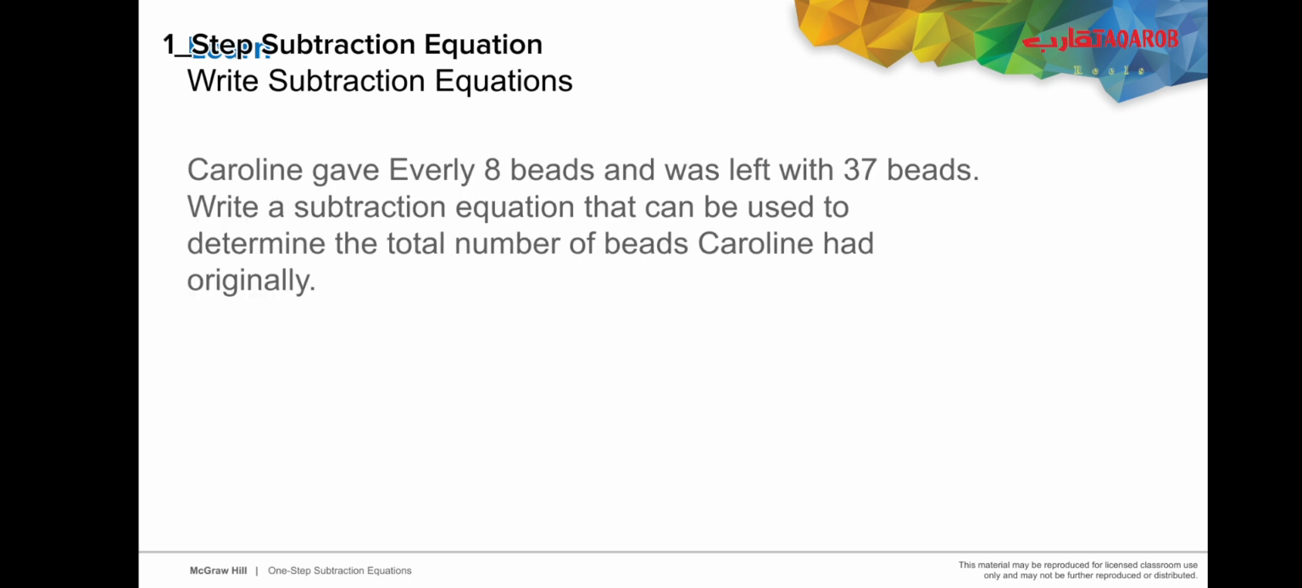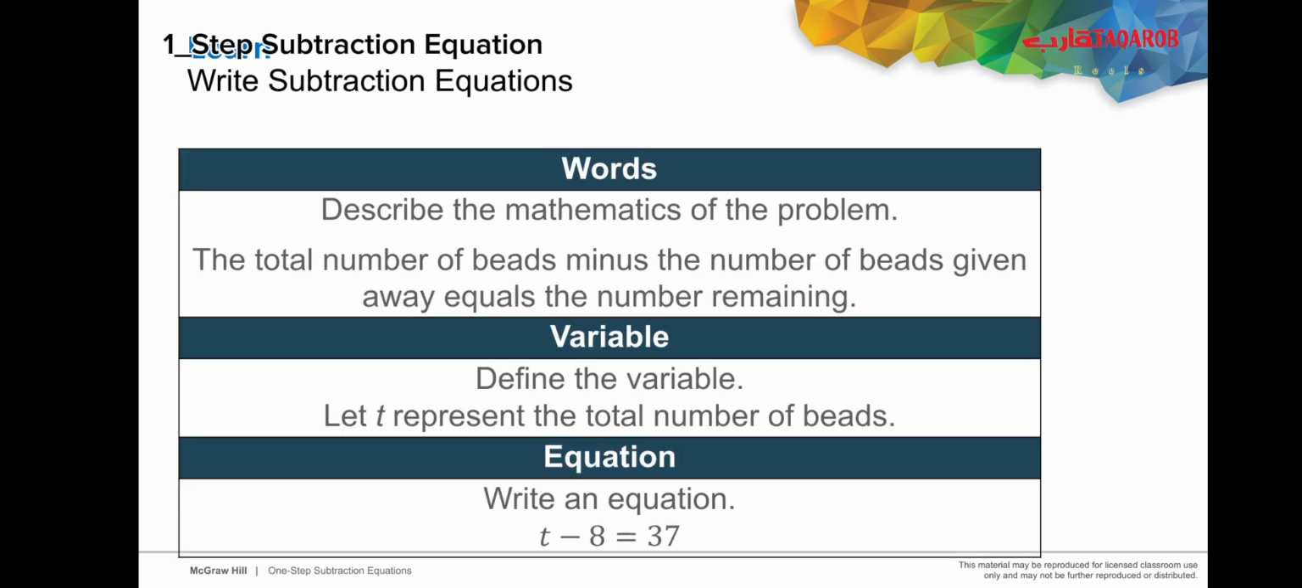Now, Caroline gave Everly 8 beads and was left with 37 beads. Now write a subtraction equation that can be used to determine the total number of beads Caroline had originally. Let's look at the sentence that says the total number she has originally. So from that I can see that there is actually a missing total number. The total number is missing, it's unknown. And since it's unknown, I can use one of the letters instead of it.